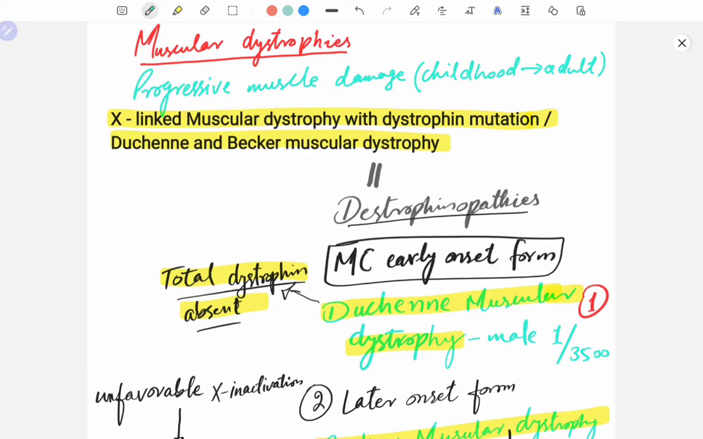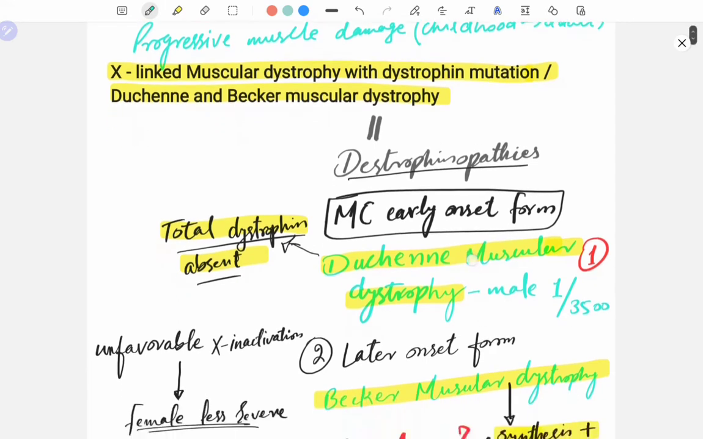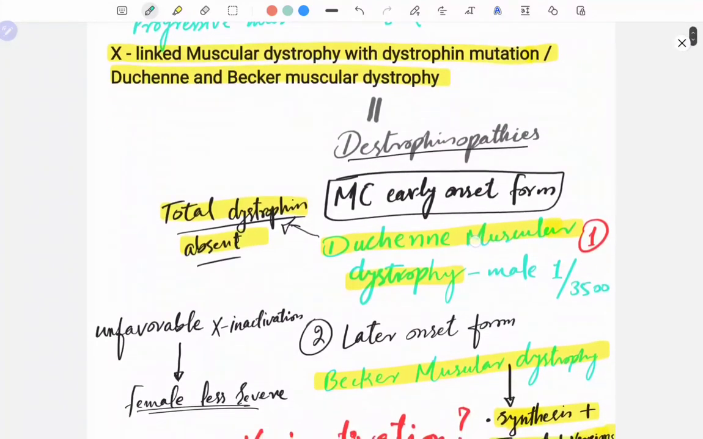Duchenne and Becker's dystrophy. These Duchenne and Becker dystrophies are also called the dystrophinopathies, because there is a deficiency of the dystrophin protein. Somewhere there is a deficient production, and somewhere there is normal production of the dystrophin, and there is also abnormal production of the dystrophin protein. Dystrophinopathies.